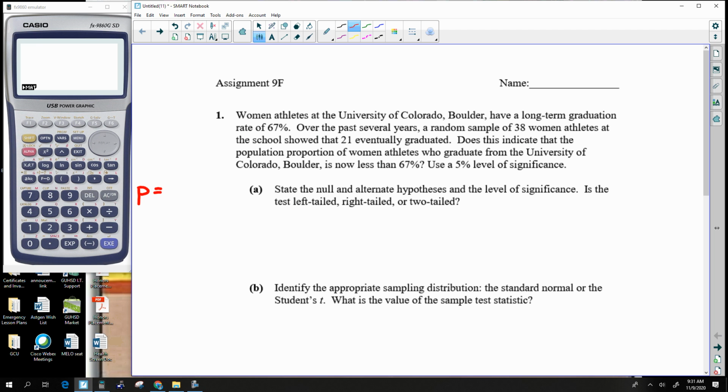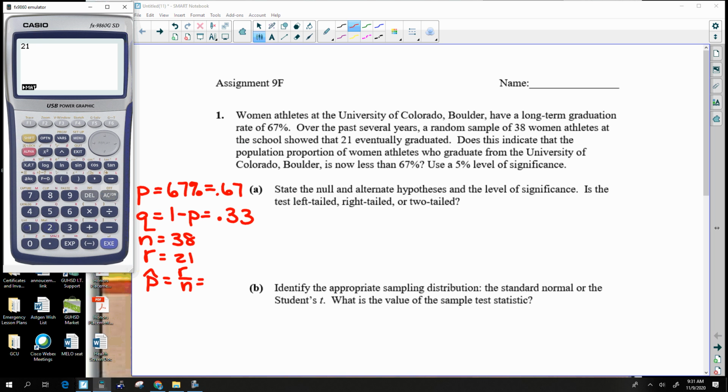Okay, so the big P, the probability that we accept, is 67%. We need to get a big Q, which again is 1 minus P, and so that would be 33%. From there, we see that we took a sample of 38 women, and the graduation was 21 of that 38. So my sample probability, which is, again, R divided by N, is 21 divided by 38, 0.5526.